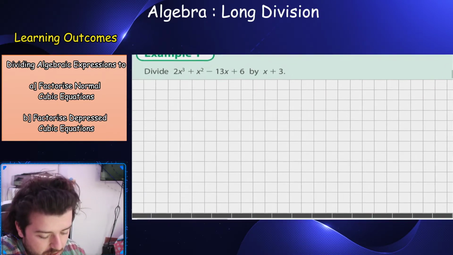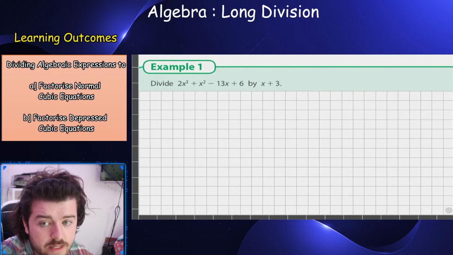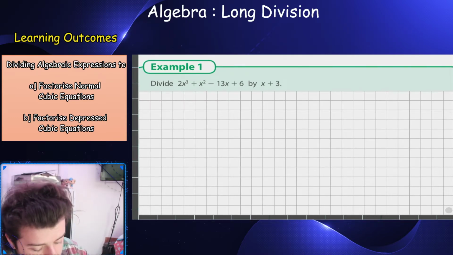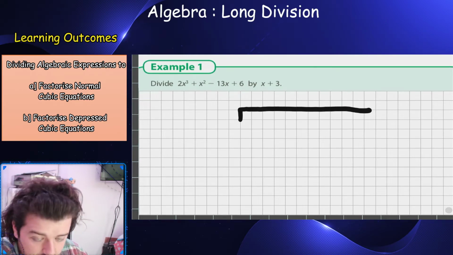Right, so first step, I have this example here. I want to divide 2x cubed plus x squared minus 13x plus 6 by x plus 3. So what I just do is draw a line like this.